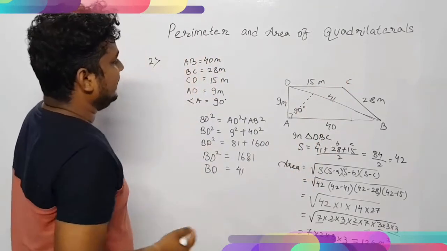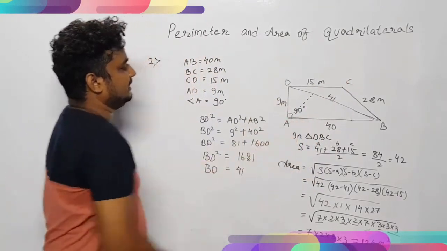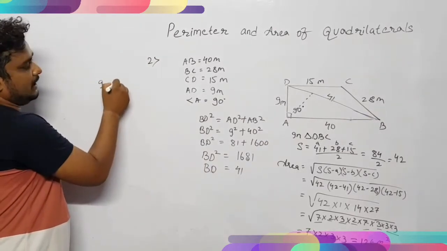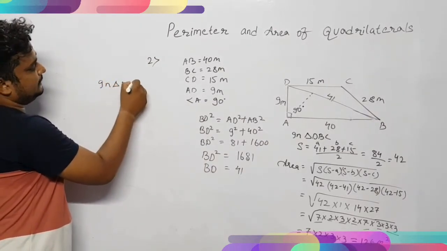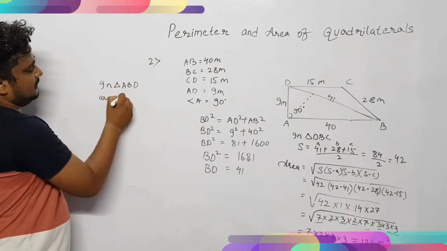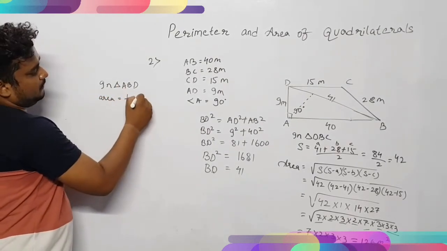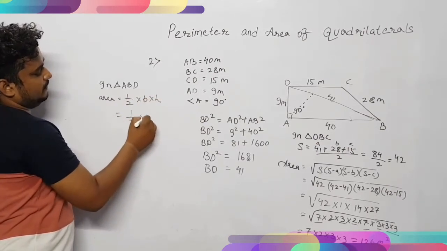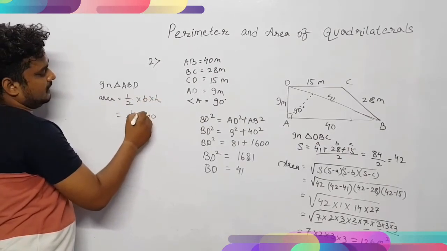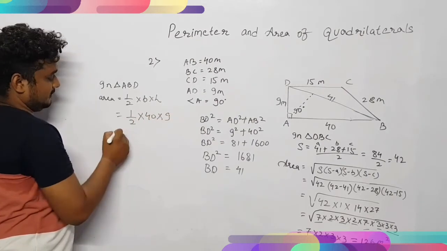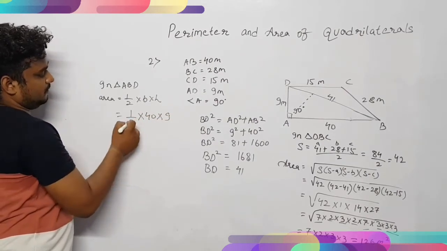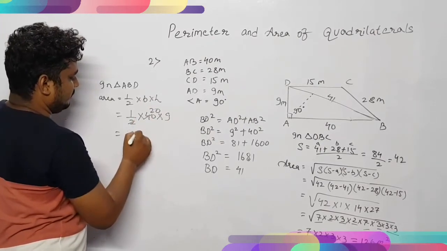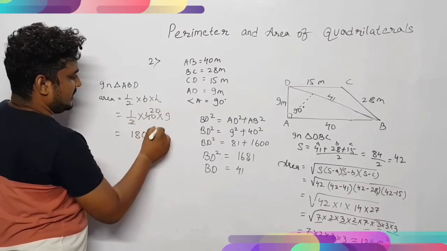Here is a right angle triangle. For finding the area of triangle ABD, area equals half into base into height. We take half into base as 40, and the height is given as 9. So 20 into 9, we will have 180 meter square.